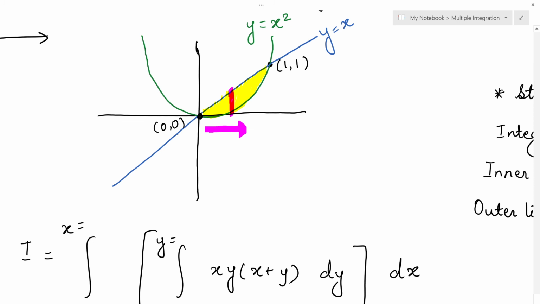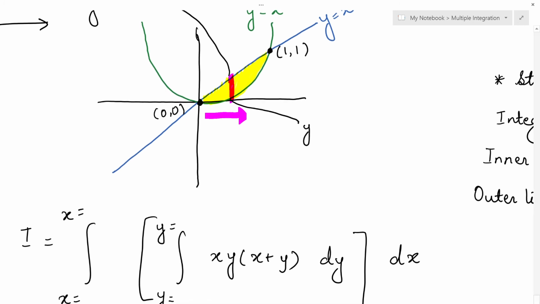Now you know that the strip where it touches the lower part, okay, you find the value of y, and the strip where it touches the upper part, you find the value of y. Okay, so the strip where it touches the lower part, you can see it is the green curve. What is the green curve called? y is equal to x square. So that will be the lower limit.